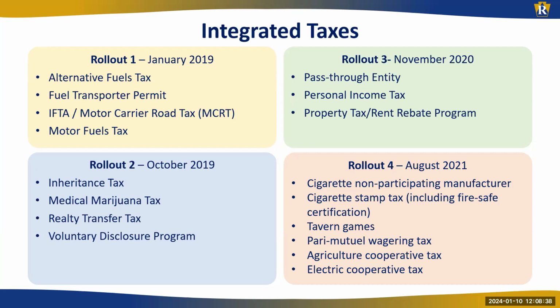And rollout 4 occurred in August of 2021. This was the implementation of 6 different tax programs, all of which had their own standalone systems. Some of those that were included were the cigarette non-participating manufacturer, cigarette stamp tax, tavern games, and 2 special corporation taxes, the agriculture cooperative and the electric cooperative tax.